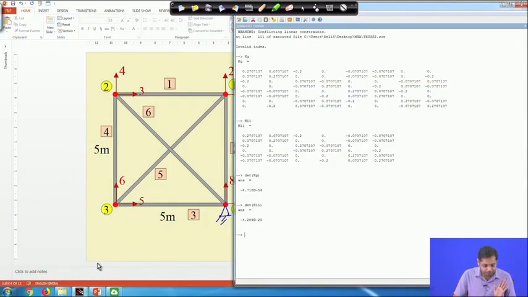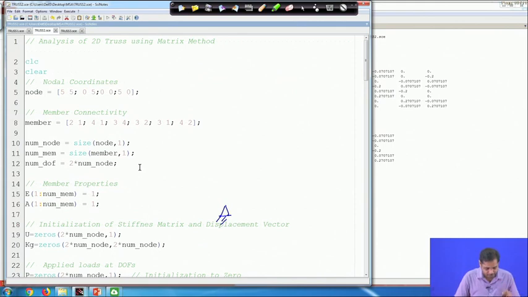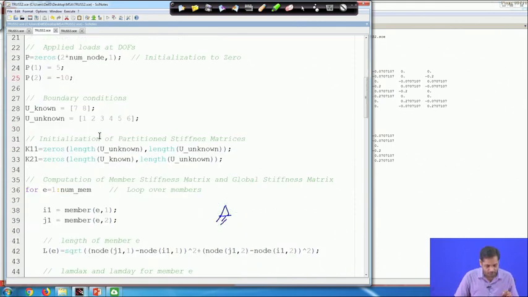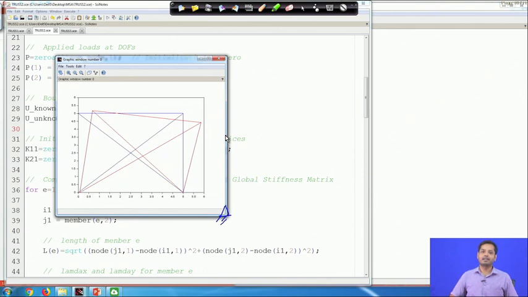Now, let us provide one more constraint to make the structure stable. Let us make 6 constrained also here. So, you remove 6 and then check whether it is okay or not. Then it is fine. Now, the structure is stable. 3 constraints were required, you have provided 3 constraints, and the structure is stable.